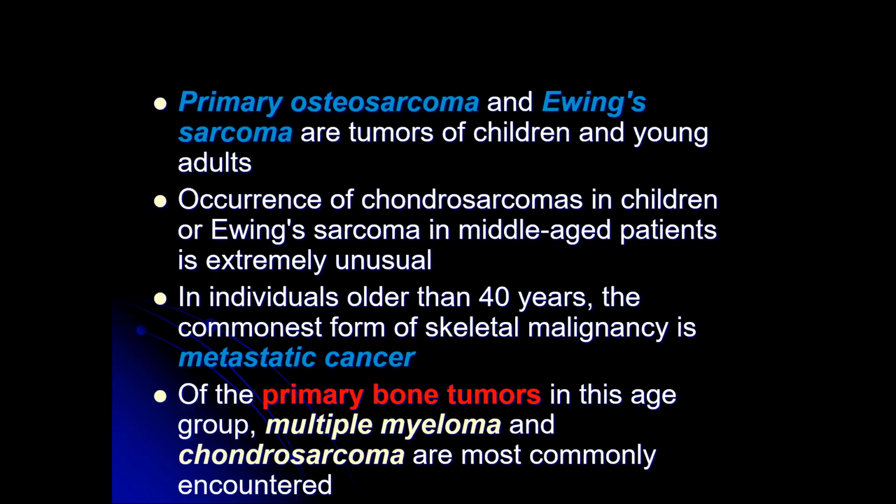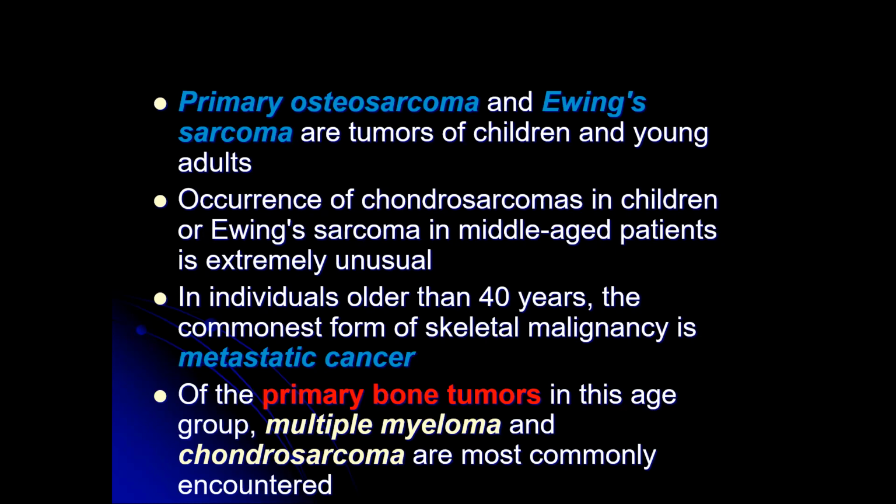Primary osteosarcoma and Ewing sarcoma are known to be tumors of children and young adults. Occurrence of chondrosarcomas in children or Ewing sarcoma in middle-aged patients and even elderly patients is typically unusual. The age is important. When you have a tumor in a child, there is a special differential diagnosis. And when you have it in patients who are older than 40, there's another differential diagnosis. And at that age, you should think of a metastatic lesion.